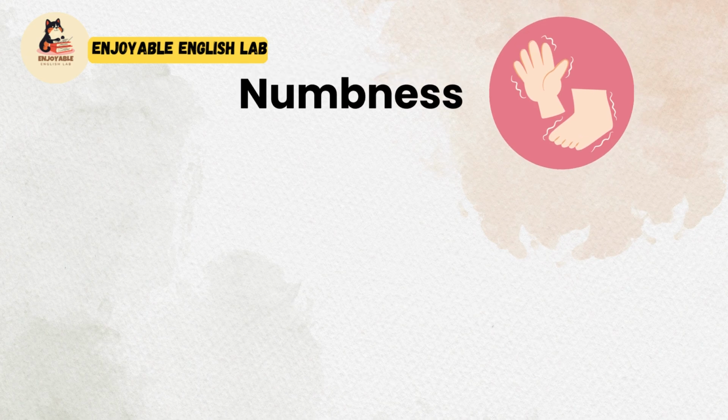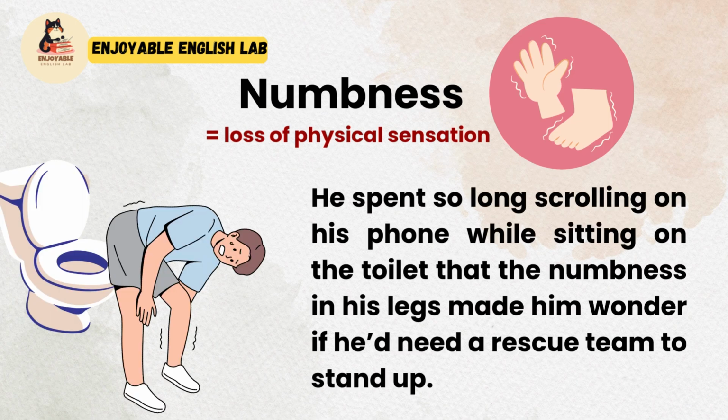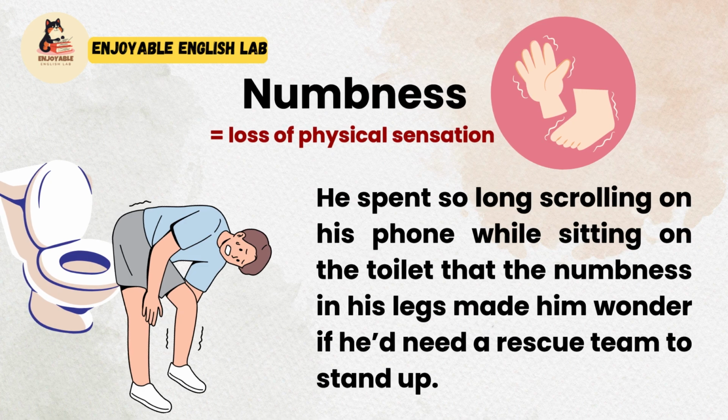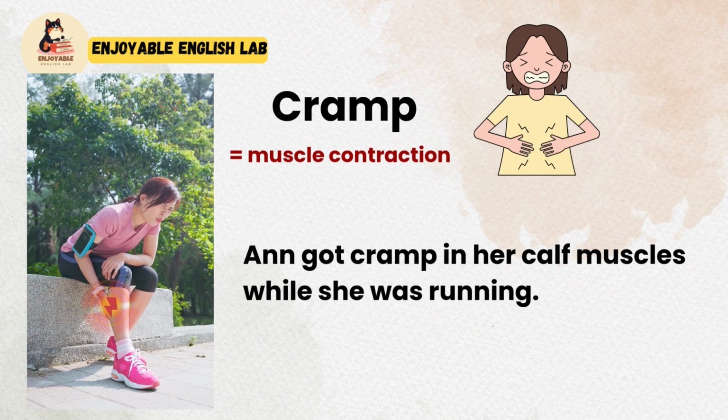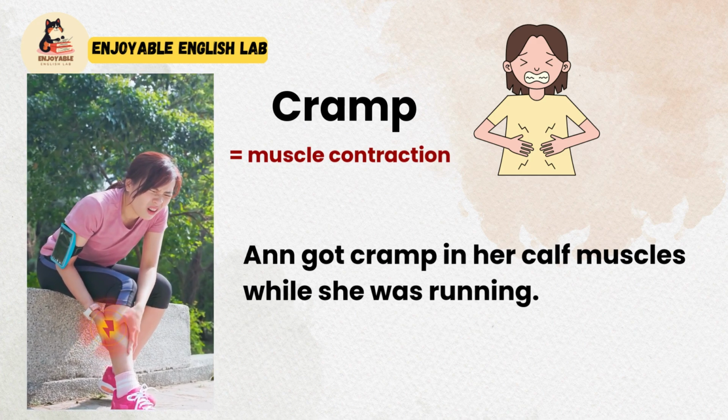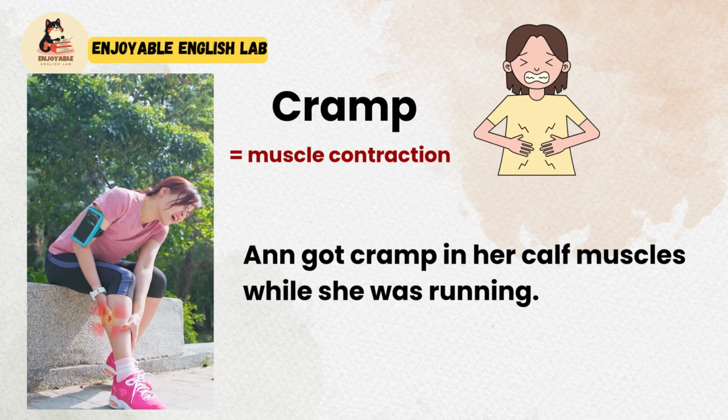Numbness. Numbness is the loss of physical sensation. For example, he spent so long scrolling on his phone while sitting on the toilet that the numbness in his legs made him wonder if he'd need a rescue team to stand up. Cramp. A cramp is a muscle contraction. For example, Anne got cramp in her calf muscles while she was running.